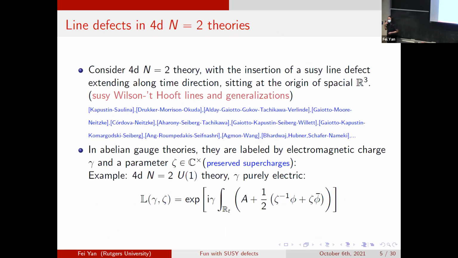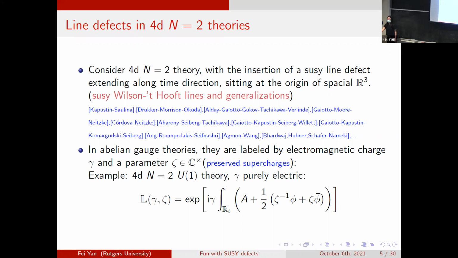Okay, let me start with my first story, namely line defects in 4D N=2 SUSY theories, that is, 4D quantum field theories with eight supercharges. Concretely, we take a 4D N=2 SUSY theory and insert a line defect extending along the time direction, preserving some supercharges, sitting at the origin of the spatial R^3. A notable example is a supersymmetrized version of the usual Wilson-'t Hooft lines in gauge theories. However, there could also be generalizations. If you take a generic 4D N=2 SUSY theory, such lines could be difficult to study.